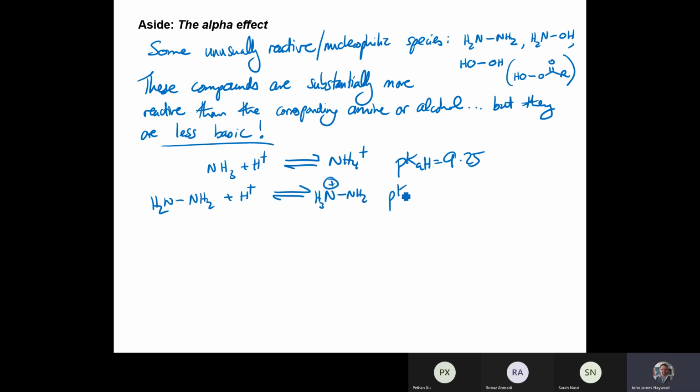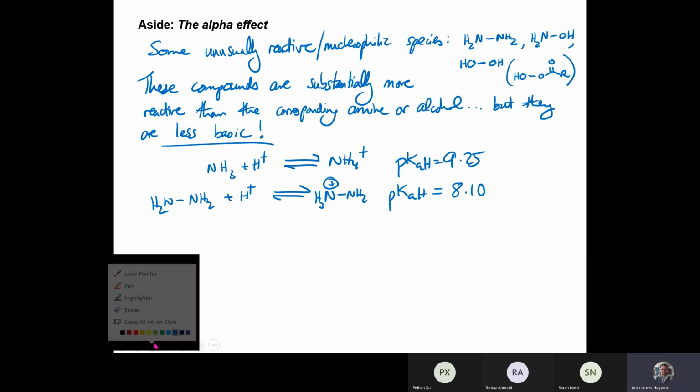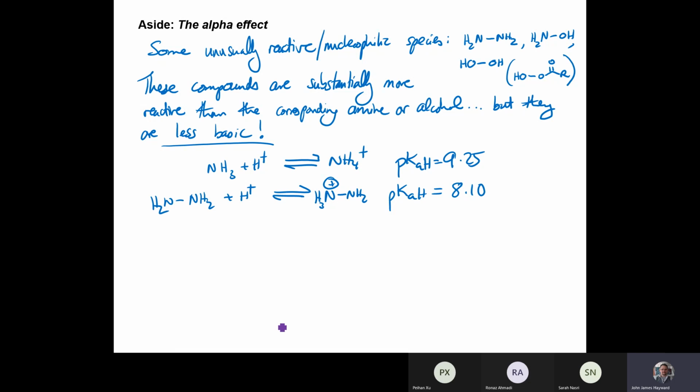The pKa H is 8.10. So based on the pKa value, you would naturally say that hydrazine is going to be less nucleophilic than ammonia, but it is completely the opposite. Ammonia is much less nucleophilic than hydrazine. Now, the explanation for this is this alpha effect. It is a molecular orbital effect.